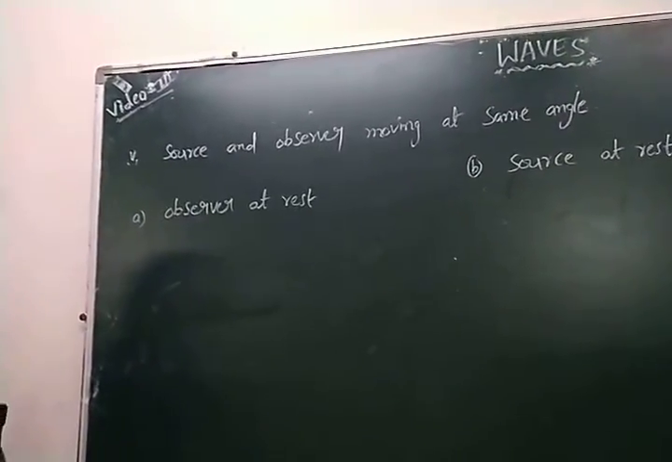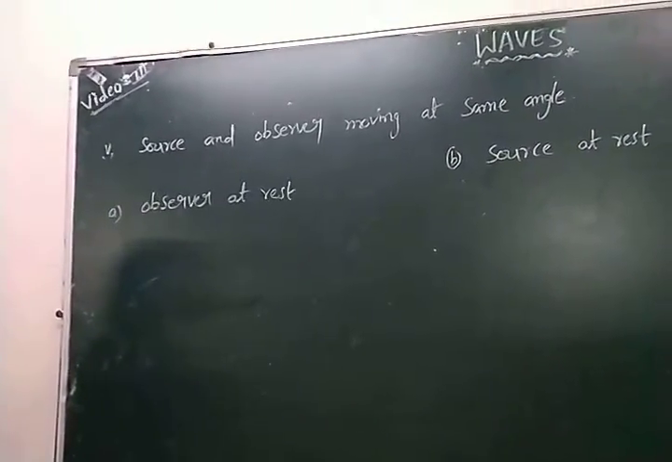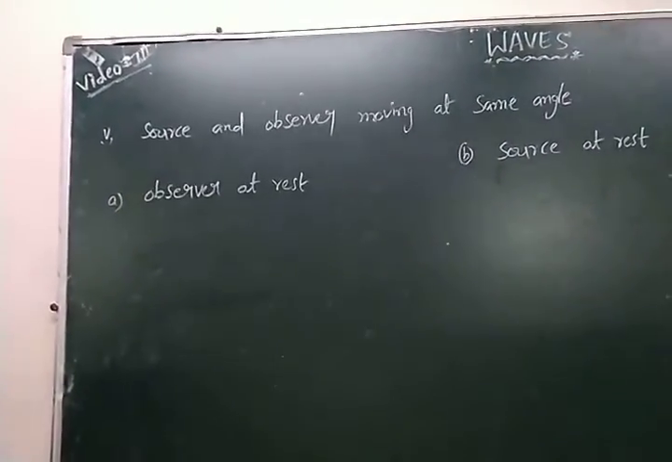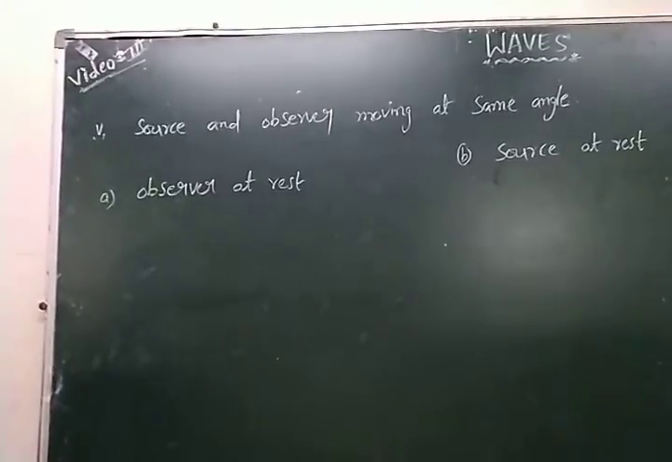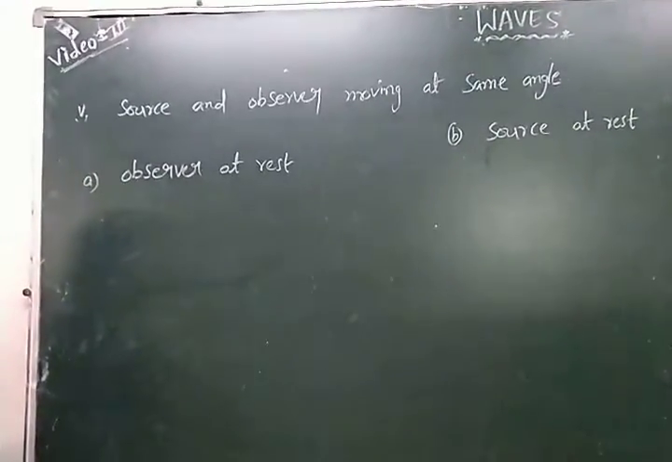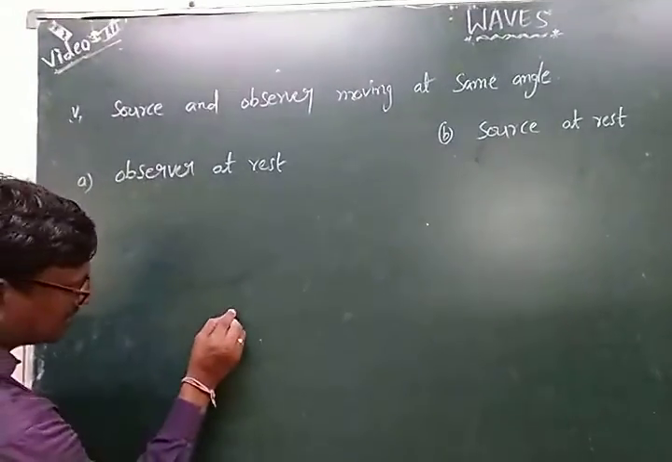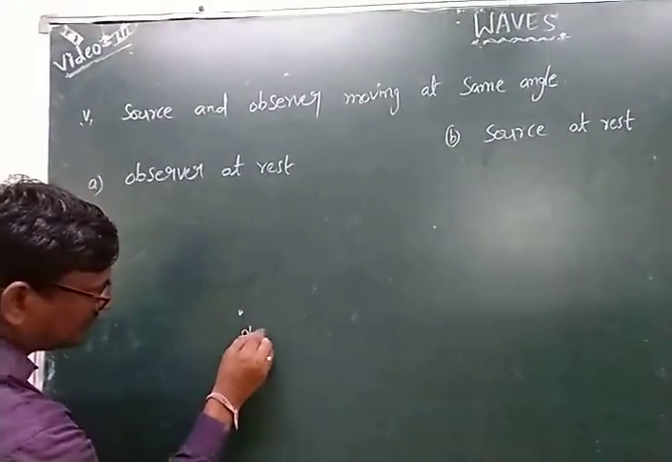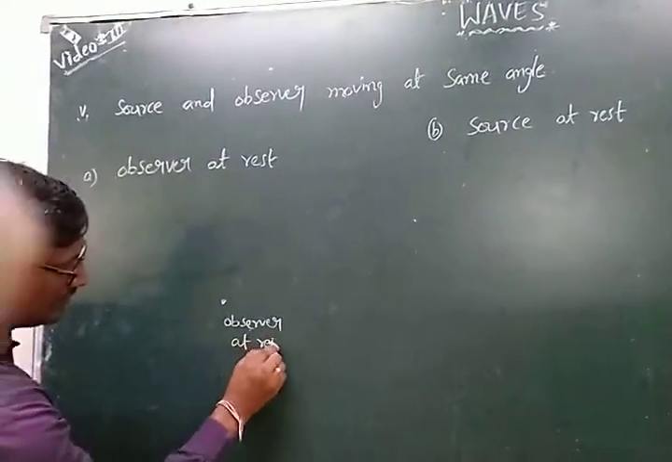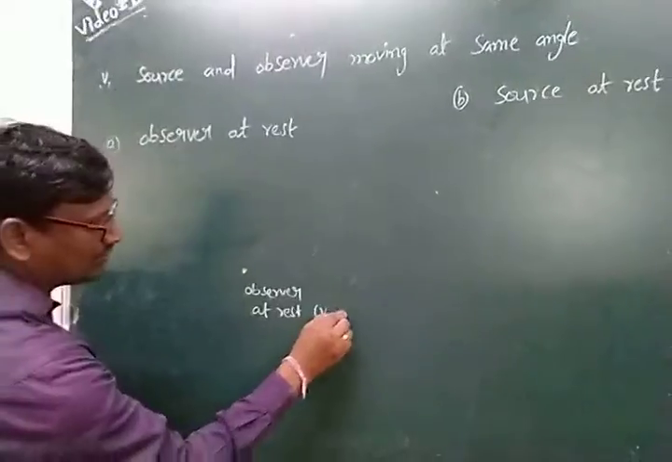Source and observer moving at the same angle. What is the source and observer moving at the same angle? The first one: observer at rest. For example, this is considered the observer. Observer at rest is nothing but V naught equal to 0.